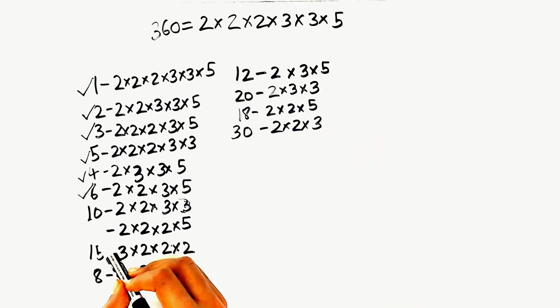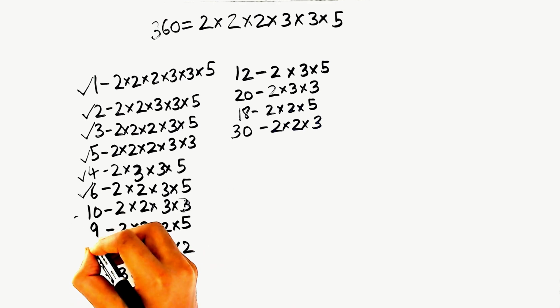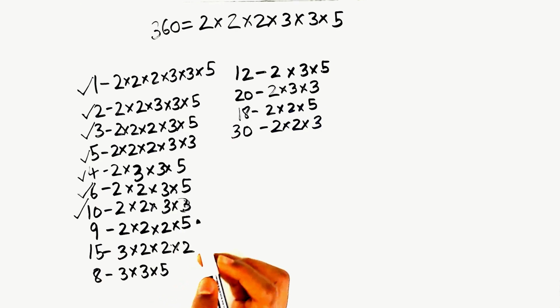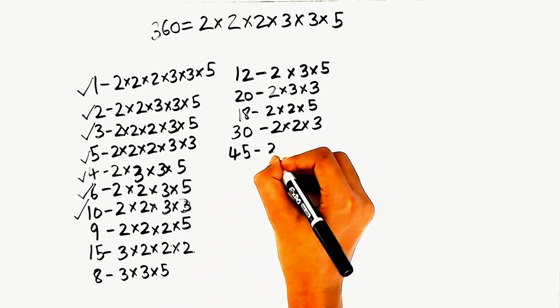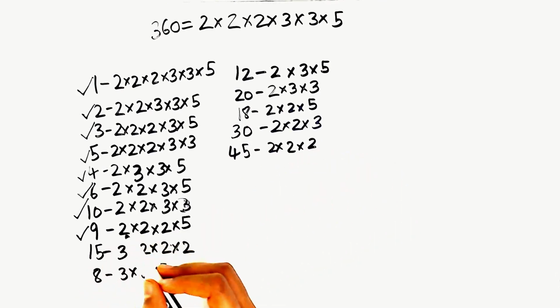Okay, so now 10 times 2 is 20. We're already done with that. 10 times 3 is 30. We're already done with that. Now here 9 times 2 is 18. We're done with that. 9 times 5 is 45. So that'll be 2 times 2 times 2. So we're done with that.